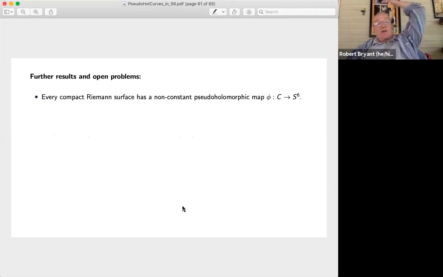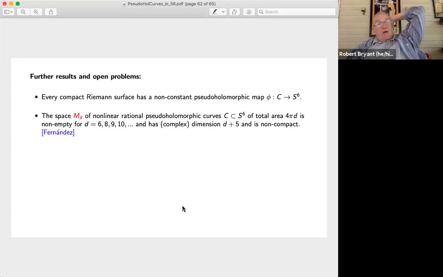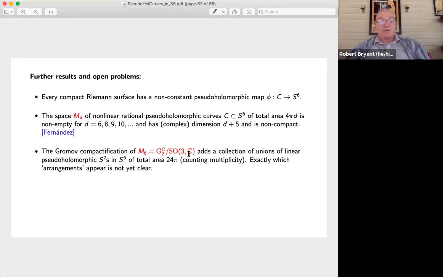First of all, it's been known for a long time that every compact Riemann surface actually shows up as a pseudo-holomorphic curve in S6. And Fernandez showed that the space of nonlinear rational pseudo-holomorphic curves of total area 4 pi d is non-empty for d equals 6 and then not 7, but 8 and above. And it has complex dimension d plus 5. And it's non-compact. We saw the degree 6 case.